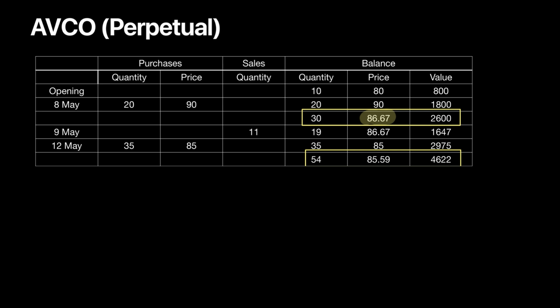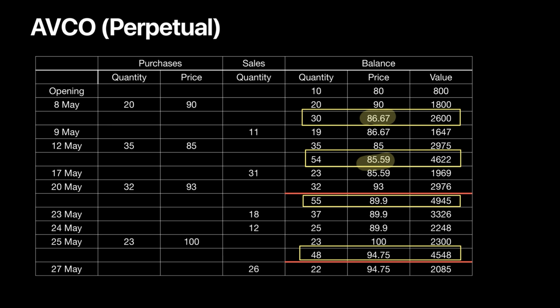Now on 12th, remember a new purchase is coming up. So we'll take this purchase, first find the value, 35 at 85. That becomes 2975. Now again, we would have to recalculate our average price. How would we do that? So I had 19, I bought 35 more, that's 54 units. If you add up the value, that's 4622. And if you find the average, that becomes 85.59, which is 4622 divided by 54. And you have the new average price.